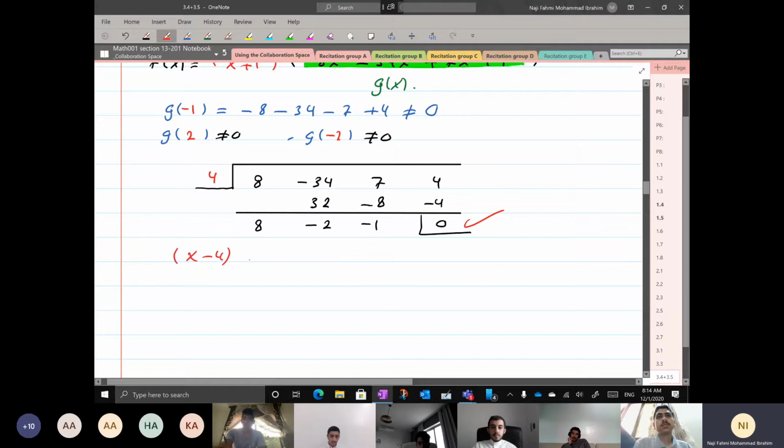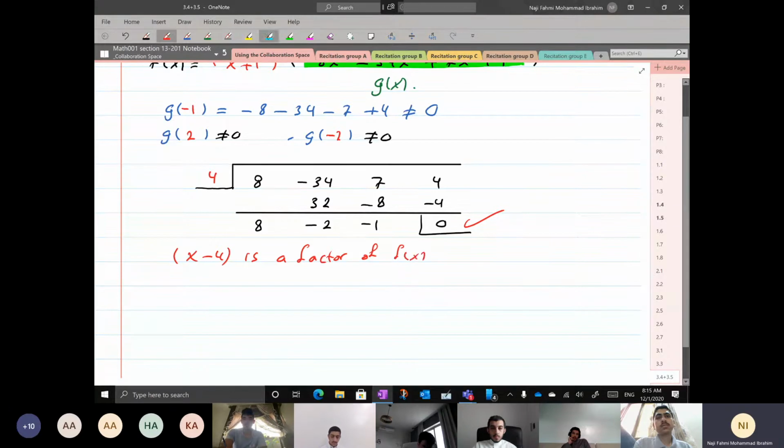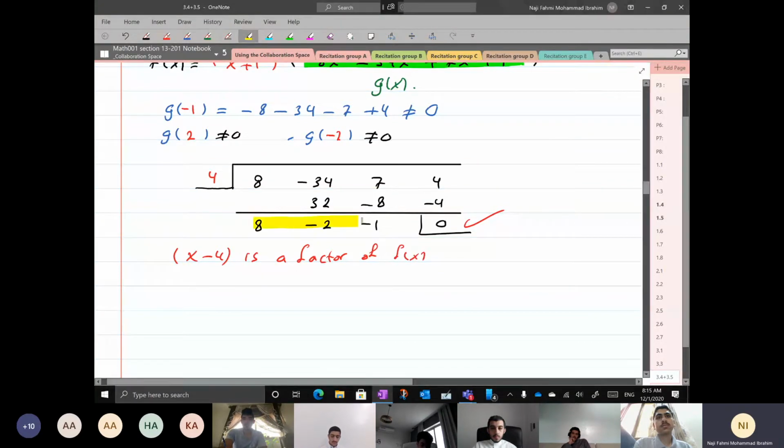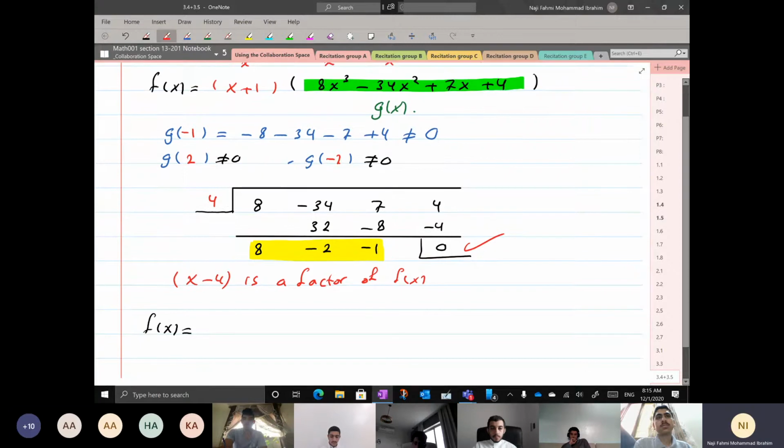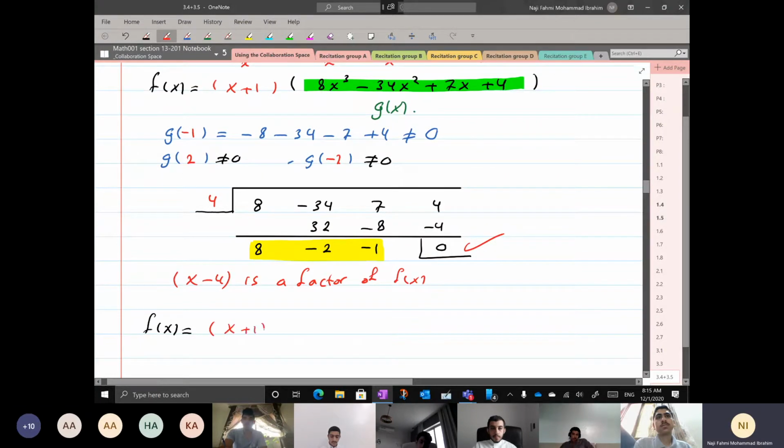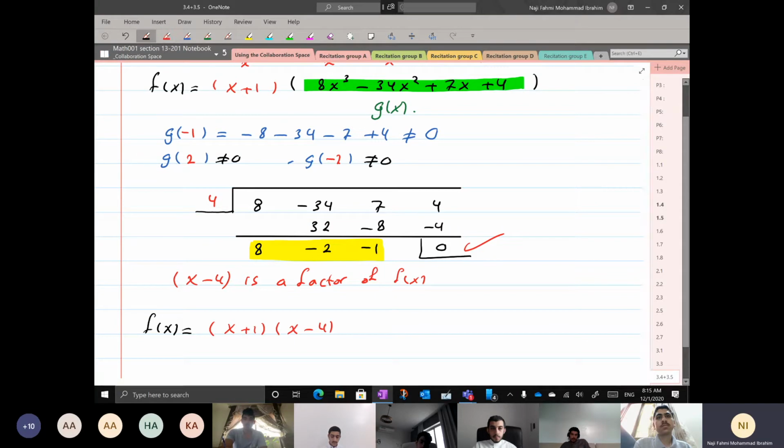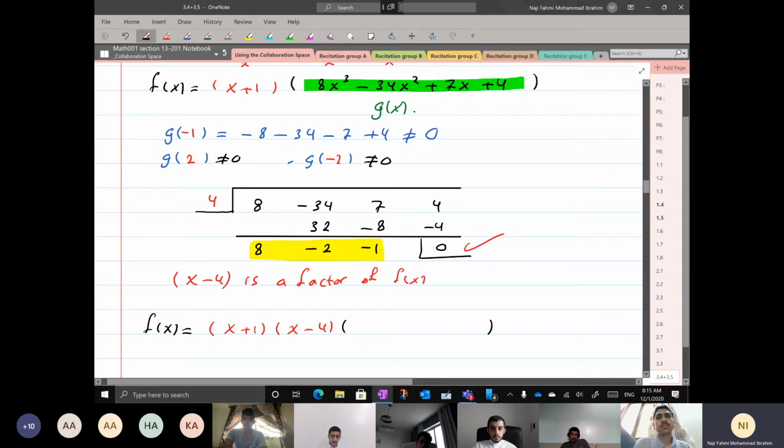So we say that x minus 4 is a factor of f of x. Of course, the other factor is this thing, our next factor. So f of x is equal to what now? Earlier, in the previous step, we found x plus 1 as a factor. Now we have another factor, which is x minus 4. And the last factor is the yellow.